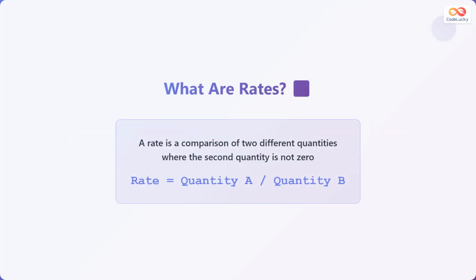So, what exactly are rates? A rate is essentially a comparison between two different quantities. The key thing to remember is that the second quantity cannot be zero. Mathematically, we express it as rate equals quantity A divided by quantity B.